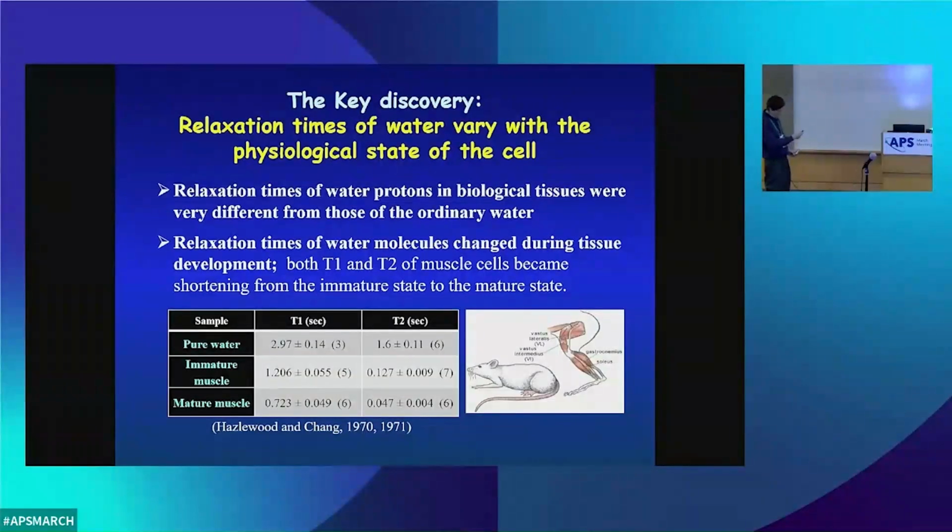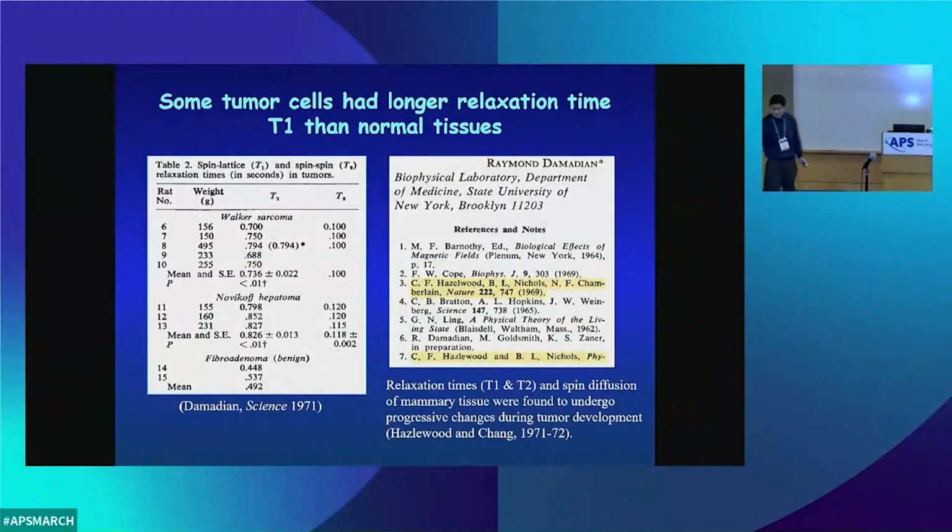That stimulated us to start to use NMR to study tissue water in the cancer cell and the normal cell. But at the same time, actually, we had a competitor, Dr. Raymond Damadian from the Downstate Medical Center. He is actually a friend of my collaborator, Carlton Hazelwood. And he also had the same idea as we had, right?